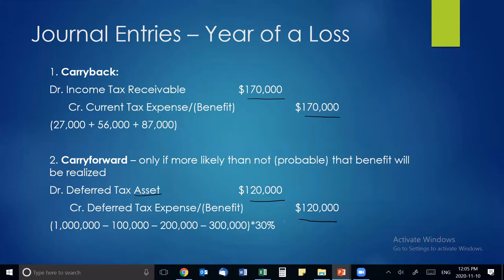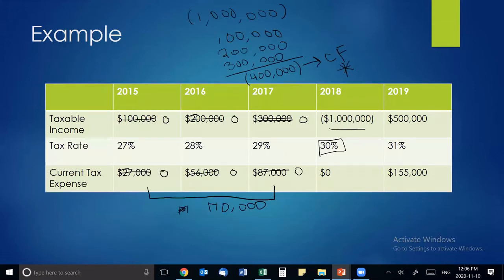All right, so that's the year of a loss. Those are the 2 journal entries in a year of the loss. So let's take a look at what happens in the year following a loss. We said we had $400,000 of a loss that we can carry forward. Now let's say that we're in 2019, in the year following a loss.